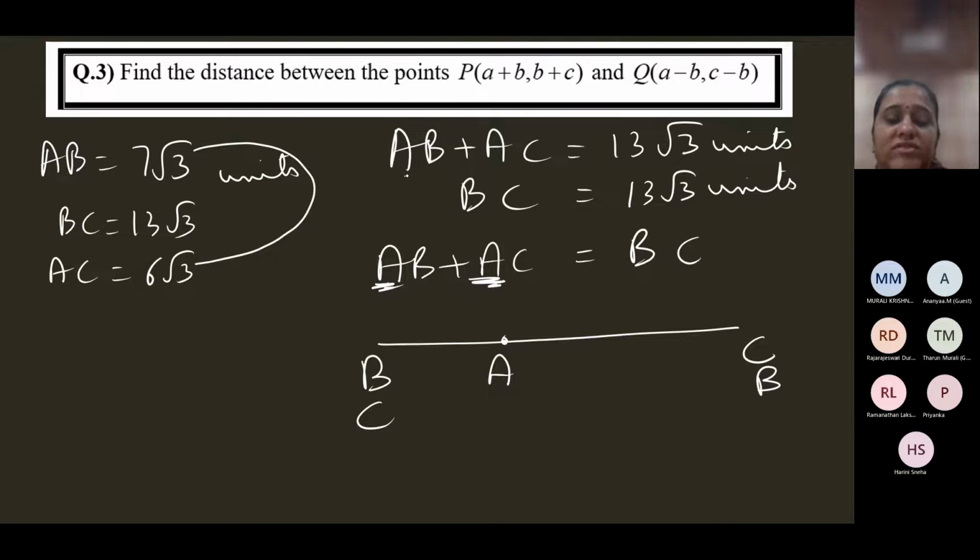So if the sum of any two line segments is equal to the length of the third line segment, that means the 3 points are collinear.